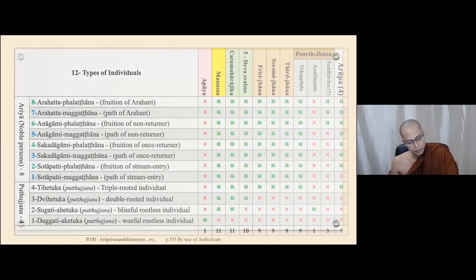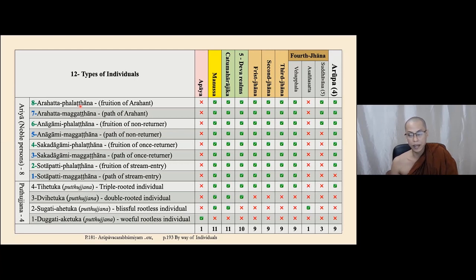Okay, let's look at the individual and the plane of existence. This slide has been repeated several times, referring to the beings and individuals. Here it mentions the 12 classes of individuals and 31 planes of existence, and how many individuals can be found in each. Especially, let's consider the Apaya, only one type, the woeful rootless individual, so one. Then Manussa and Catumaharajika, two. Catumaharajika is the Deva realm, and Manussa.